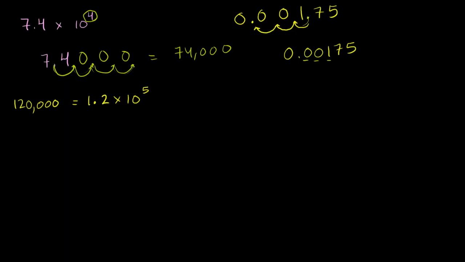And if you want to kind of internalize why that makes sense, 10 to the fifth is 100,000. So it's 1.2 times 1, and then 1, 2, 3, 4, 5 zeros. That's 10 to the fifth. So 1.2 times 100,000 is going to be 120,000. Hopefully that's sinking in. So let's do another one.